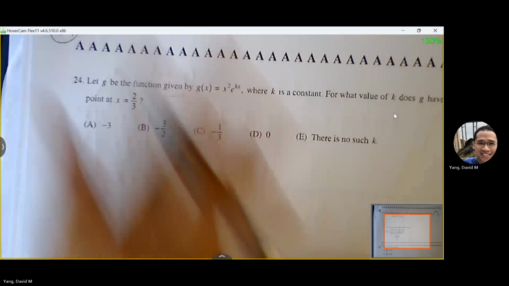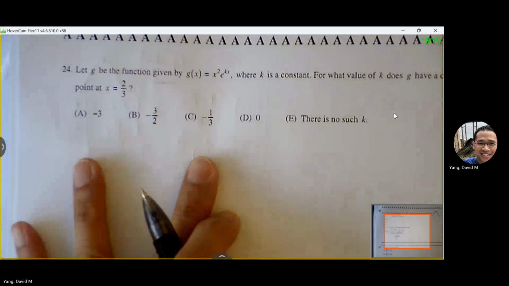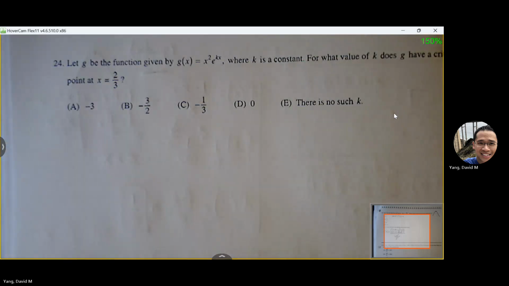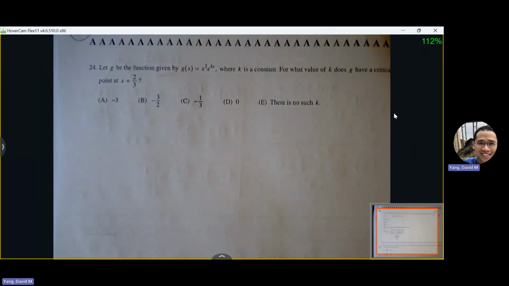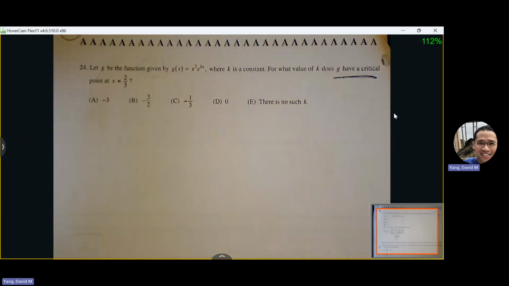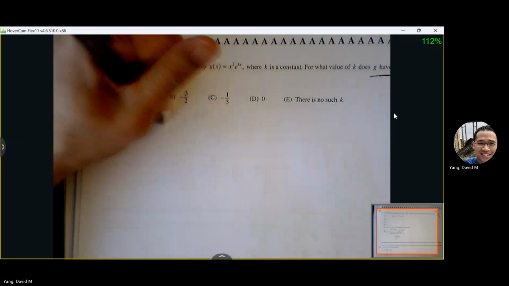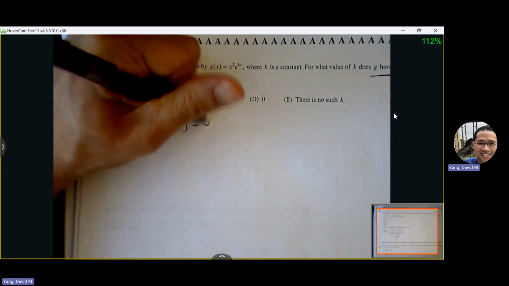Okay. Number 24. We have g of x given by x squared e to the kx. For what value of k does g have a critical point at x equals 2/3? So we know a critical point is basically setting the derivative equal to 0. So that's the big picture here. We want to set g prime equal to 0.